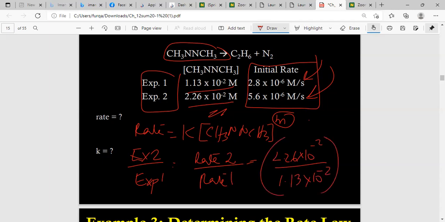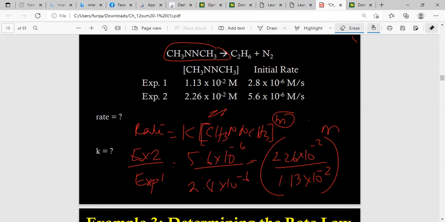You're going to take it all the way raised to the power m, because we're interested in the concentration, right? So what is rate 2 and rate 1? Rate 2 is here, 5.6 times 10 to the power minus 6. And down here is 2.8 times 10 to the power minus 6. So we need to solve it for m, which is the reaction order.